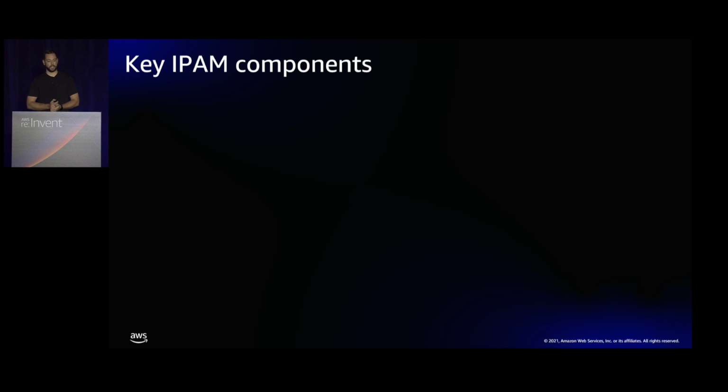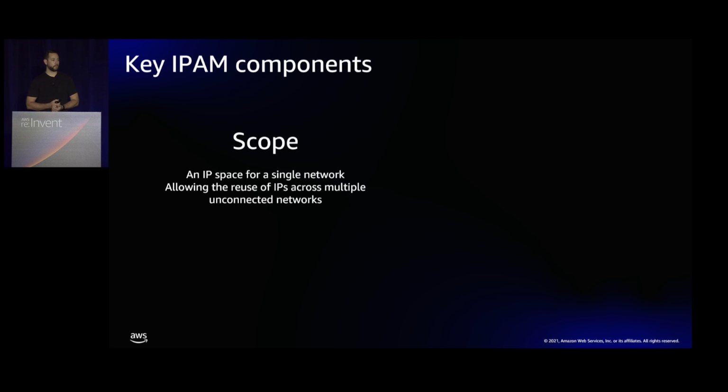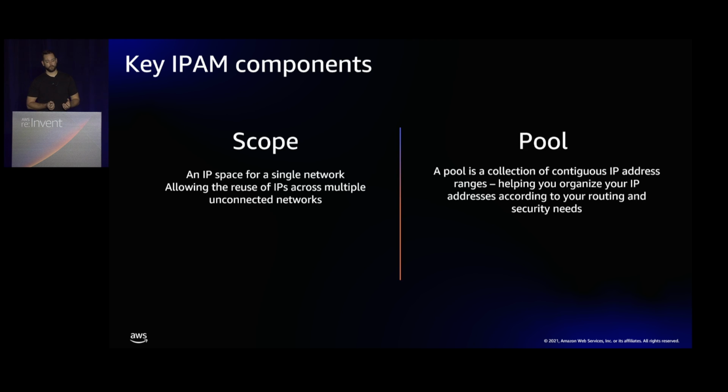Okay, so let's talk about some of the key IPAM components. So first we have a scope. A scope is basically, you can think of it like a network or a group of connected networks. So basically, you can reuse IPs across those networks, or unconnected networks, sorry. We then have a pool, which is a contiguous block of IPs within the scope itself. So when you create an IPAM, you'll actually have two scopes that are created by default. You have a public scope and a private scope. And that's because you've got public addresses, which are obviously different from private addresses. So they're different unconnected networks.